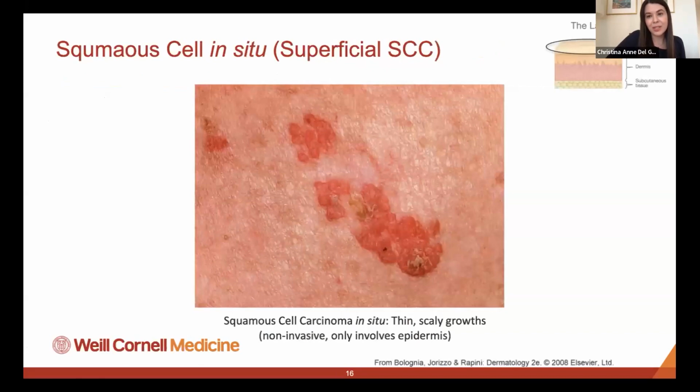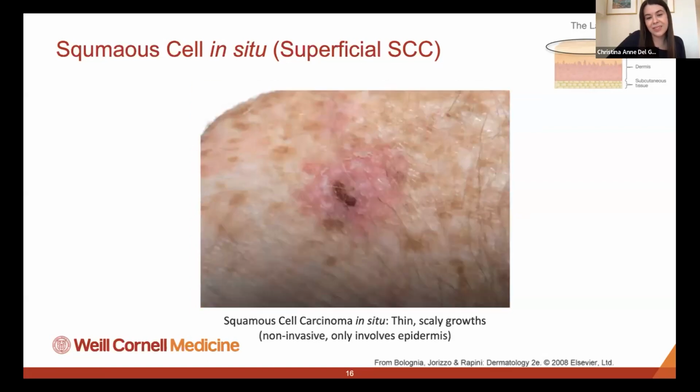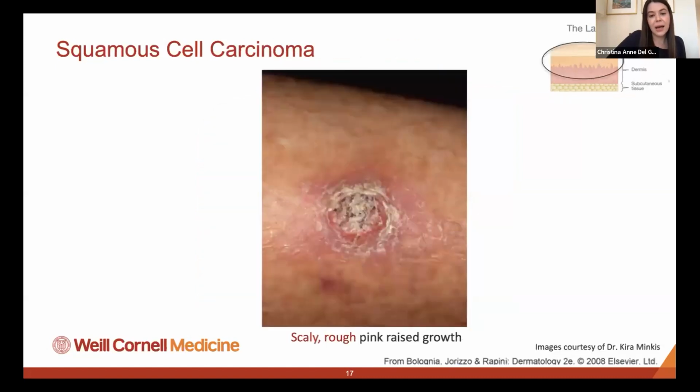And then as we get a little bit deeper, when you have the full epidermis involved, it's called a squamous cell carcinoma in situ or superficial squamous cell. These tend to be thin, scaly, pink, broad growths. And then you can see here, there's a little bit of crusting. It's broad and thin.